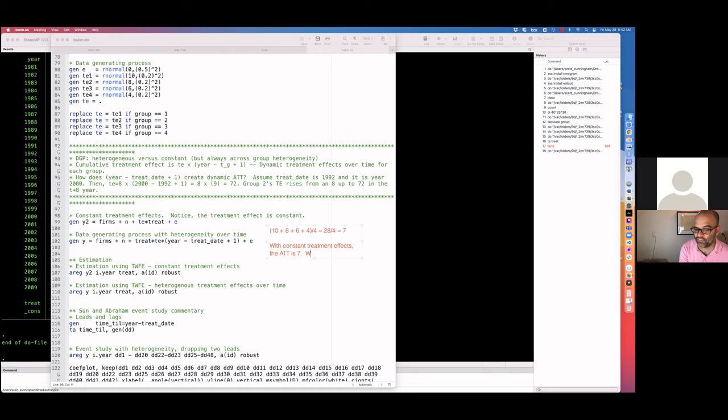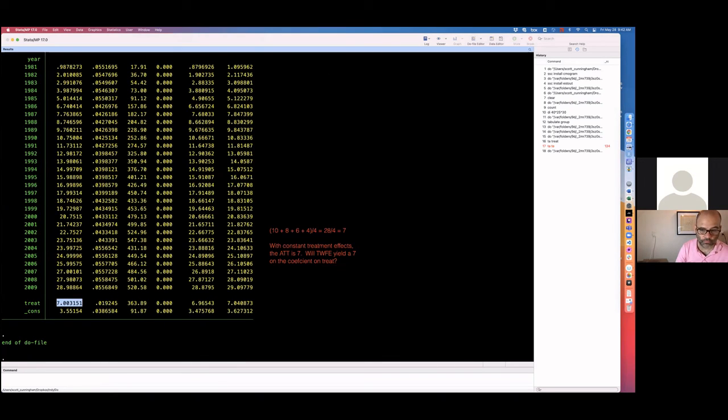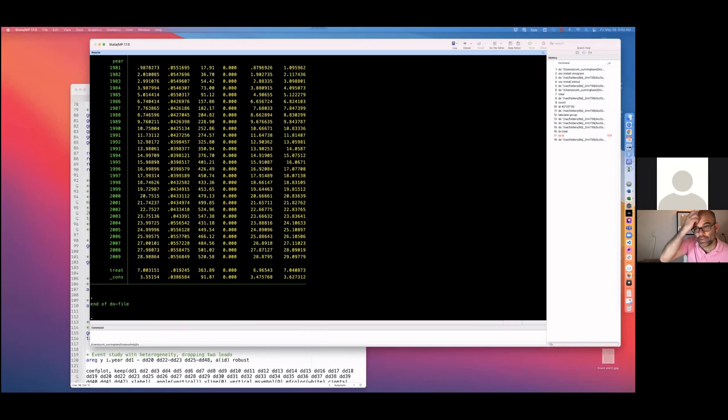Will two-way fixed effects yield a 7 on the coefficient on treat? And it did. It got a 7. Okay. Now let's see how it handled dynamic treatment effects. Let's estimate that one.